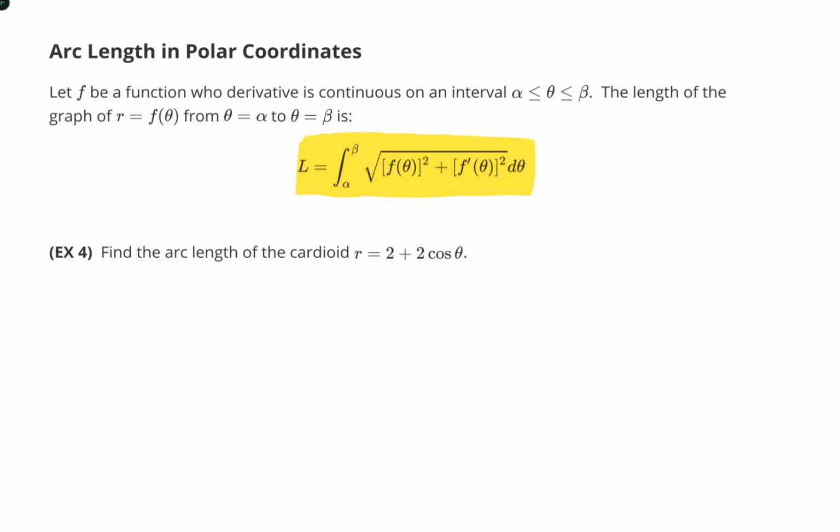Now you can certainly see remnants of the arc length formulas that we've seen in the past. So it's not much of a stretch as to exactly where this particular formula comes from. So let's see an example of how to use it.